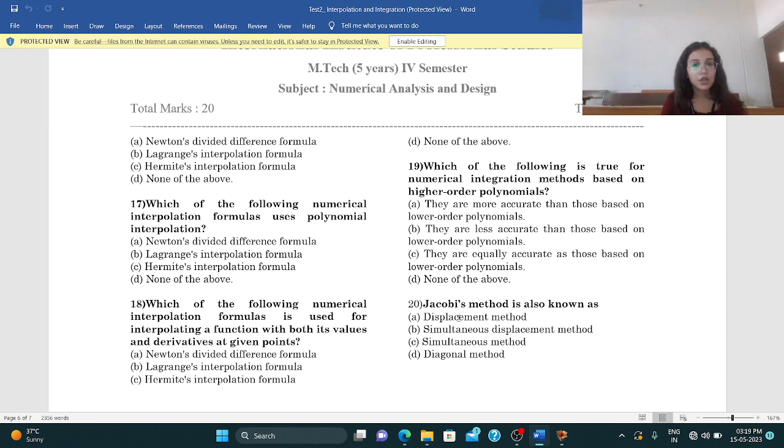Question 17. Which of the following numerical interpolation formulas uses polynomial interpolation? And the options are A. Newton's divided difference formula. Option B. Lagrange interpolation formula. Option C. Hermite's interpolation formula. And option D. None of them. And the correct option is Lagrange interpolation formula.